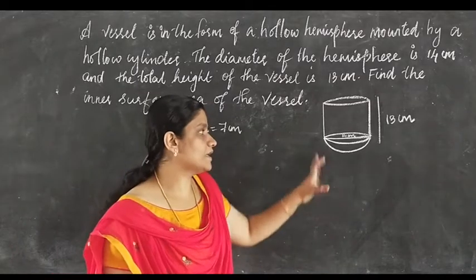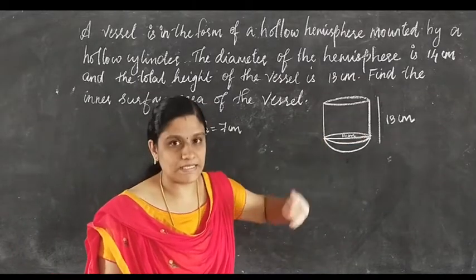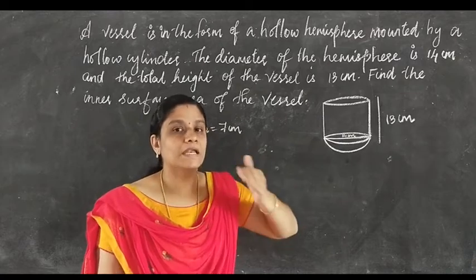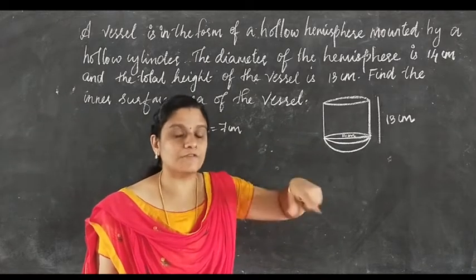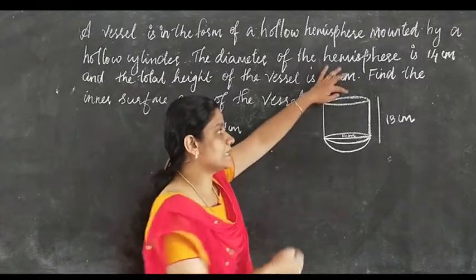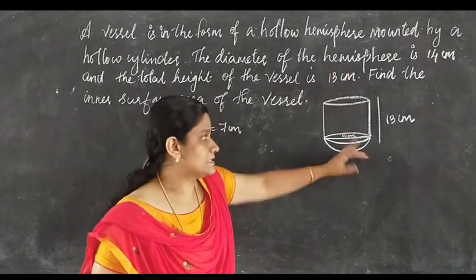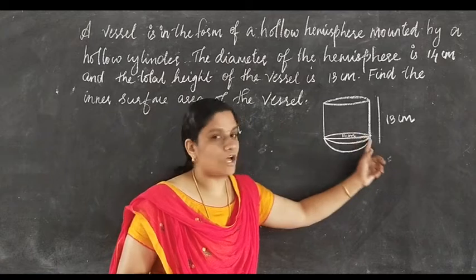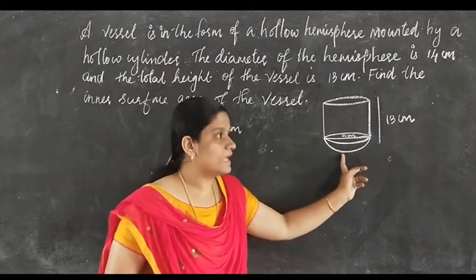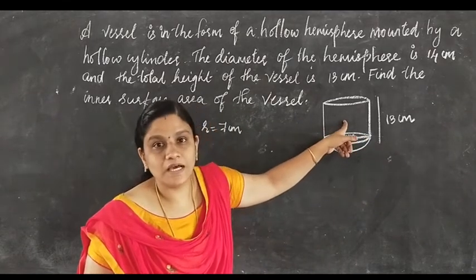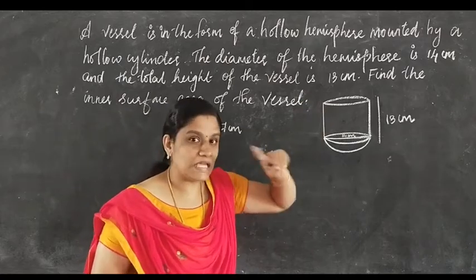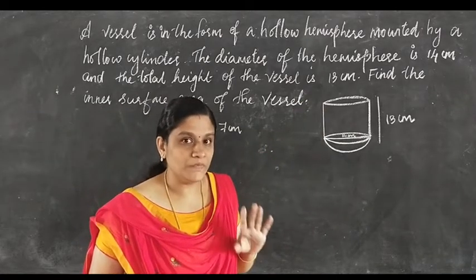Here they have given it is a hollow hemisphere and a hollow cylinder, which means it is open, children. Now, here we have to find the inner surface area. Inner surface area means what all things? Yes, curved surface area of this hemisphere plus curved surface area of the cylinder. That makes the inner surface area. Yes?